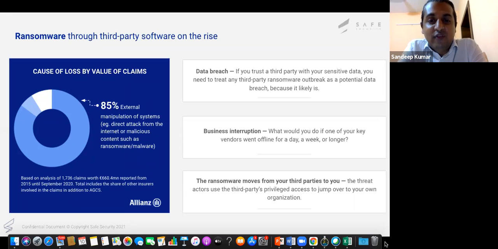And apart from these, just think of all the business interruptions organizations will have to endure if the third parties are down for a day or a week or even longer. All of these are definitely worrisome factors for organizations, and the reason why they need to consider third-party risk management more seriously than they do today.